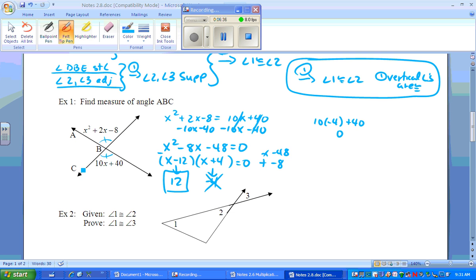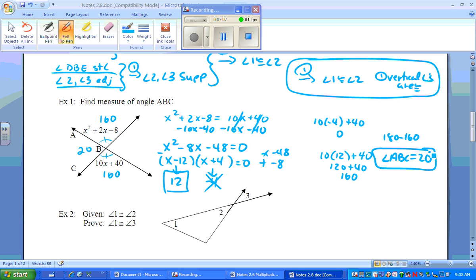We want to find angle ABC, so we'll plug it back in. 10 times 12 plus 40. This is 120 plus 40, so that's 160. So this angle measure is 160, which means this one has to be 160. So how much is its supplement? 20 is left over because you do 180 minus 160. So angle ABC equals 20 degrees. And you found your answer. We're done.